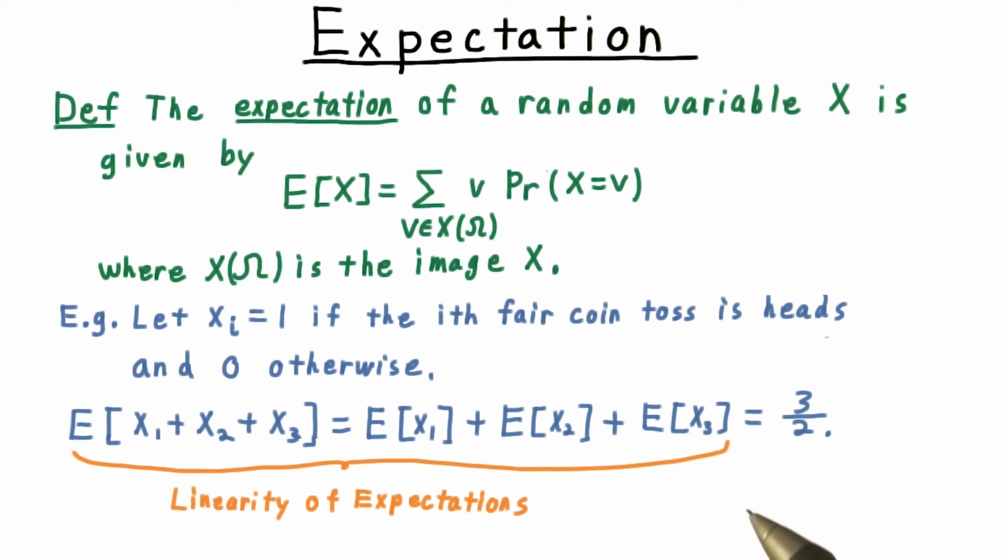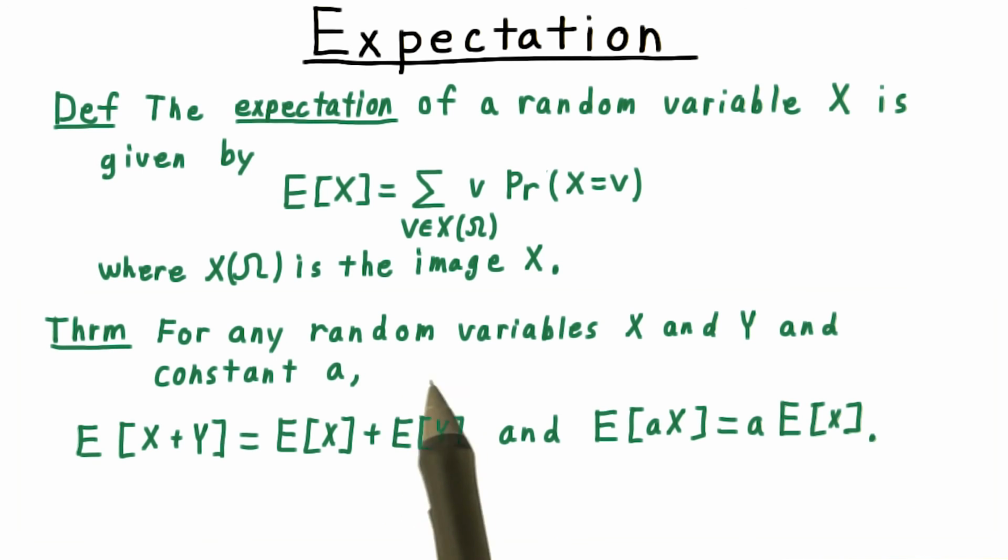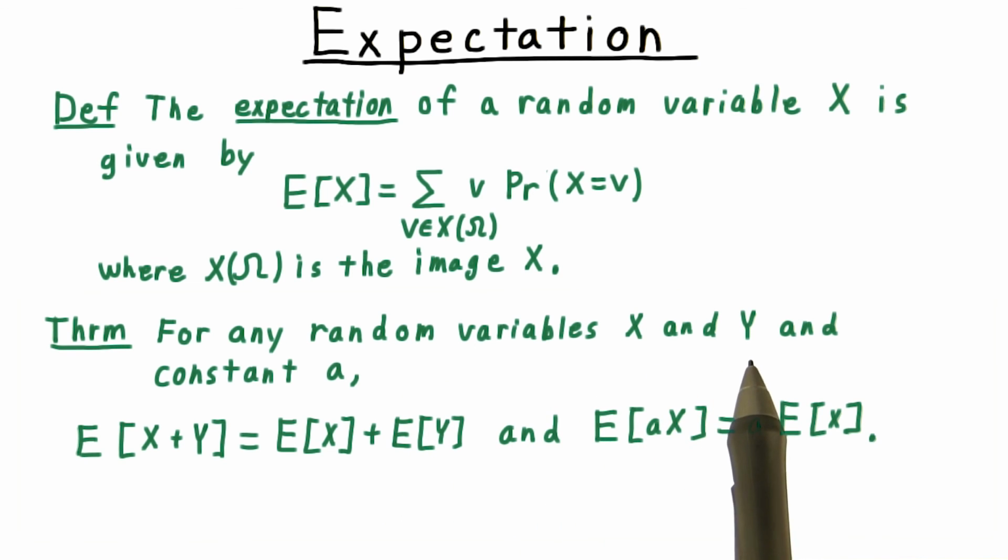This is called the linearity of expectation, and as we will see, this turns out to be a very powerful idea. In general, for any 2 random variables x and y, and any constant a, we have these 2 equalities. The expectation of the sum is the sum of the expectations, and we can just factor out constant factors from expectations. Remember this theorem.